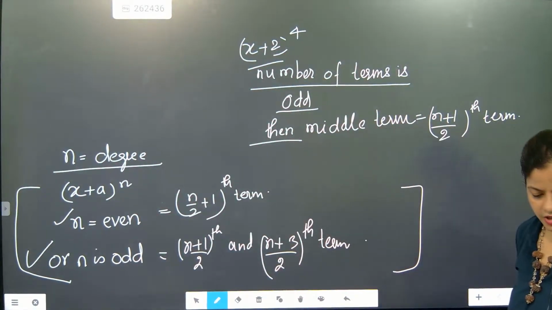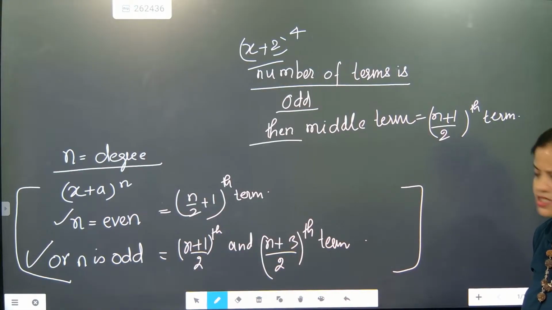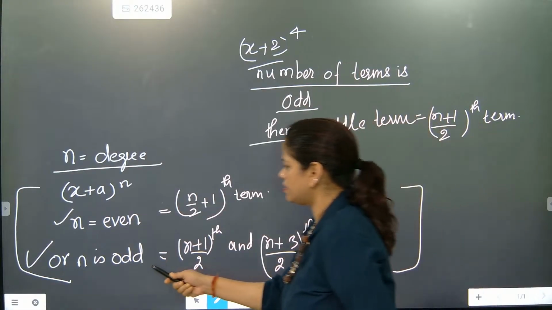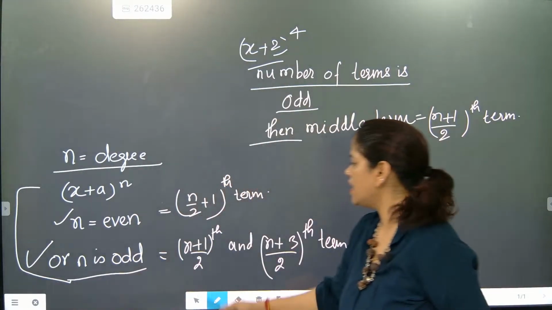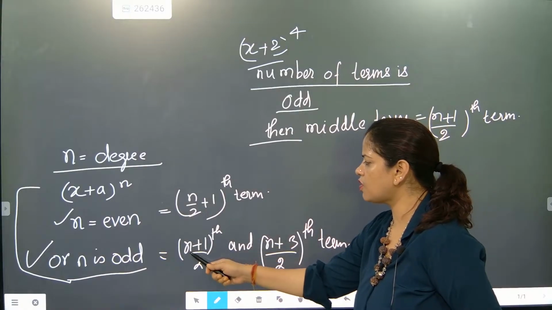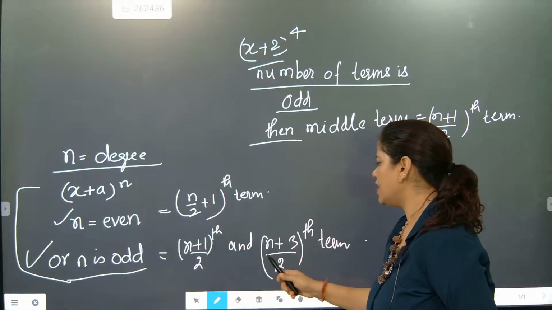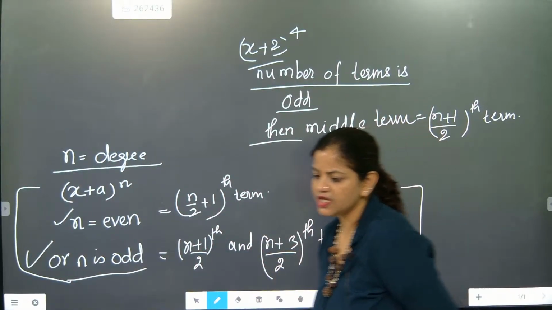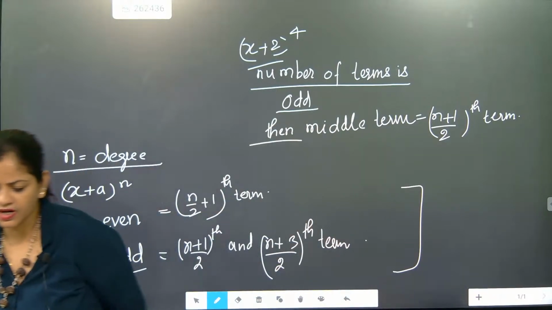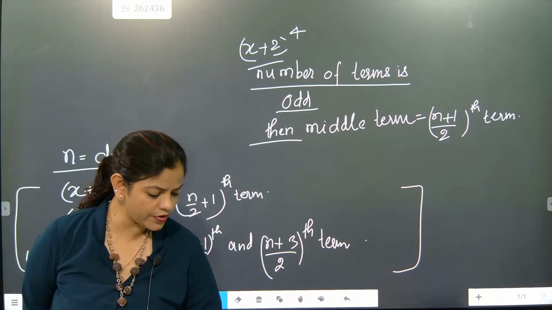Do you understand this one? So when n is odd, then just reverse your rate. (n+1)/2, because odd plus 1 by 2, and (n+3)/2. These are the middle terms giving. Come on, go for the questions now.